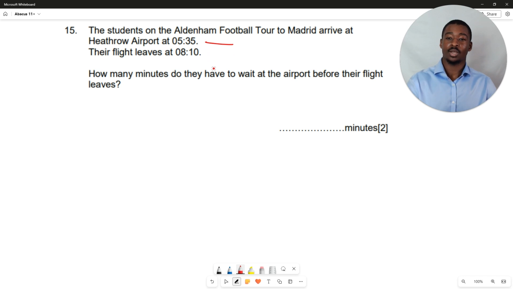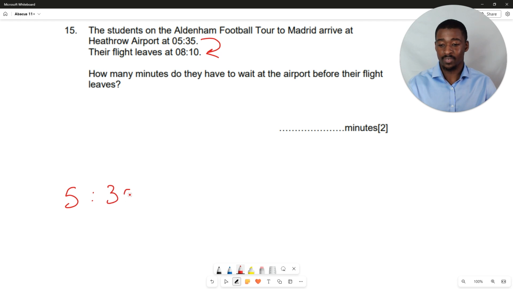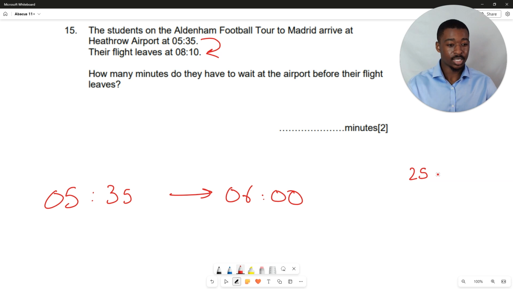So here for this question, we have to make sure we are very careful and don't make any silly mistakes. So we start at 5:35 in the morning, right? That's when these football players, these students arrive at Heathrow Airport, 5:35. And we're trying to go from 5:35 in the morning to 8:10 in the morning. So let's start by going to 6 a.m. So 5:35 a.m. to 6 a.m. What's going on? We're simply adding 25 minutes, right? So let's put 25 minutes here. Or let's put 0025.